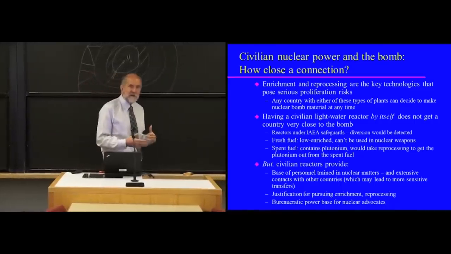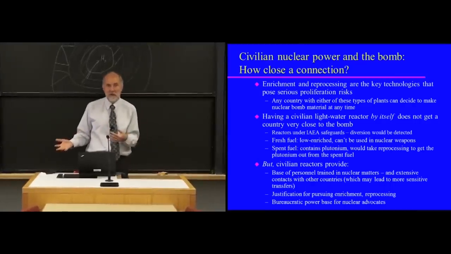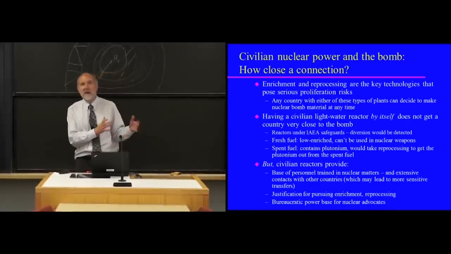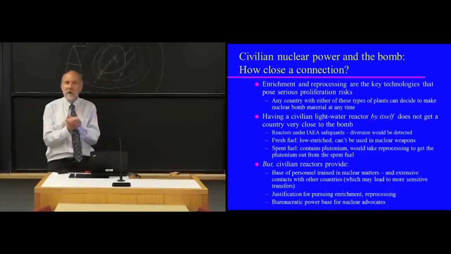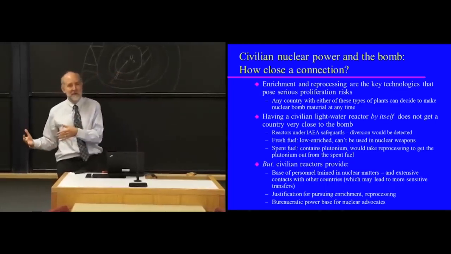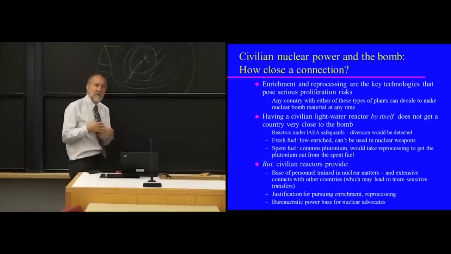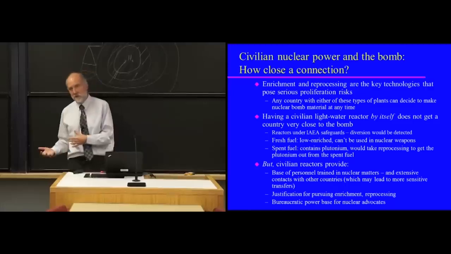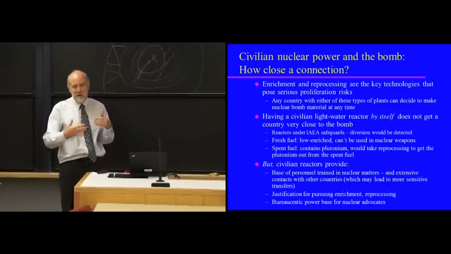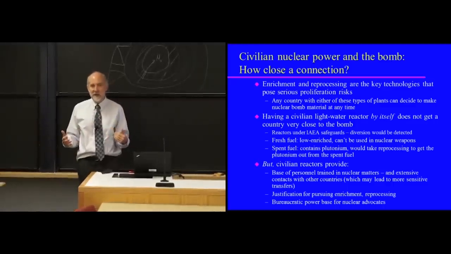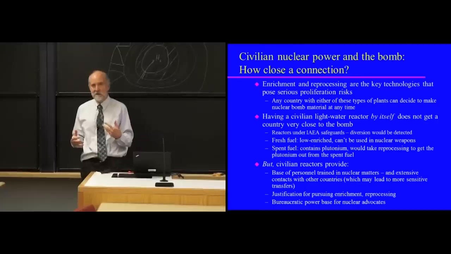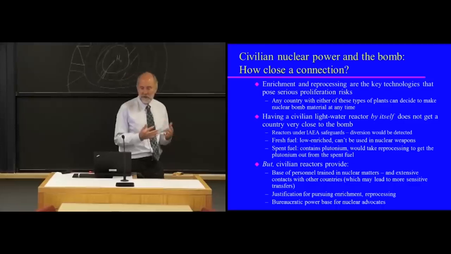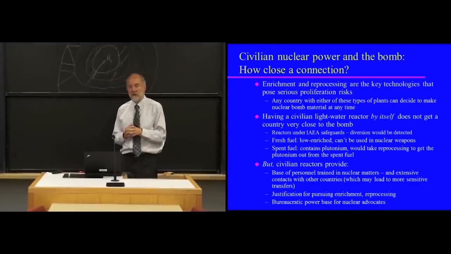The civilian reactors are typically under International Atomic Energy Agency safeguards. They're all under IAEA safeguards unless they're in states that already have nuclear weapons. So removing that material to separate out the plutonium would be detected. Okay? The fresh fuel in the reactor is this low enriched material that can't be used in nuclear weapons. It can sustain a chain reaction in a reactor, but it can't sustain an explosively growing chain reaction. Okay? The spent fuel does contain plutonium, as I mentioned, but it would take reprocessing to get it out.